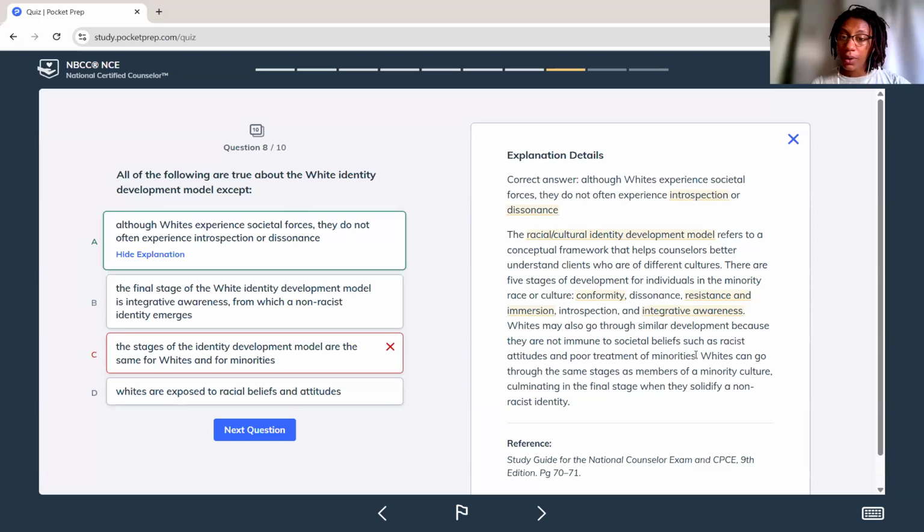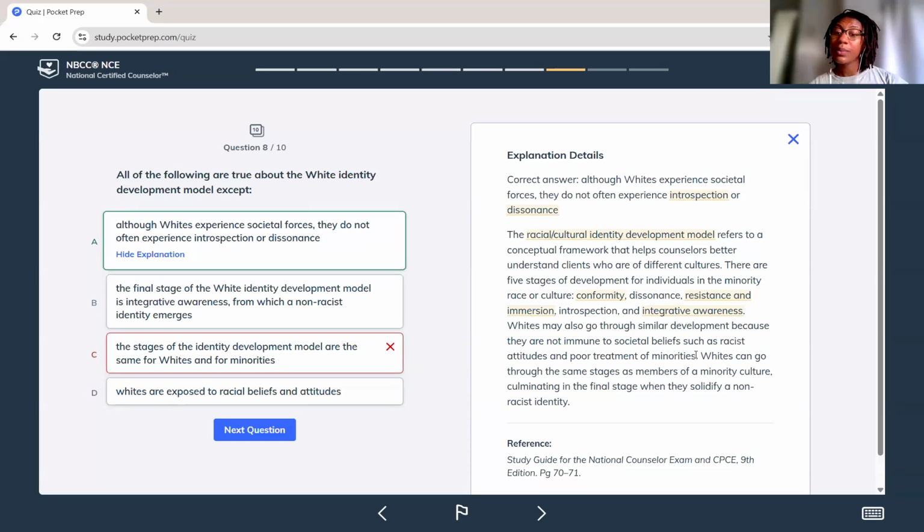That's a term you should know. The racial/cultural identity development model refers to a conceptual framework that helps counselors better understand clients who are of different cultures. There are 5 stages of development for individuals in the minority, race, or culture: conformity, dissonance, resistance and immersion, introspection, and integrative awareness. You should know those stages, you should know the order, you should know those terms and what they mean. Can you think of examples of each?